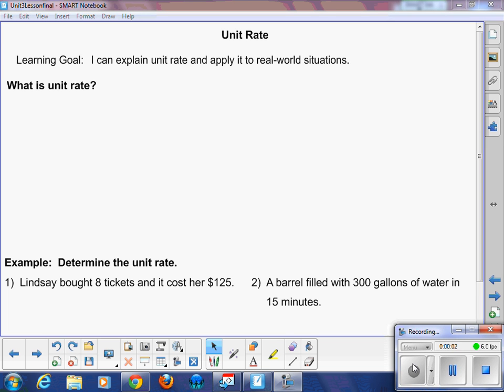Okay, welcome back. We are now on unit rate. That is the second lesson for unit 3. So unit rate, I can explain unit rate and apply it to real-world situations. You have seen unit rate in the past. I'm going to revisit it.